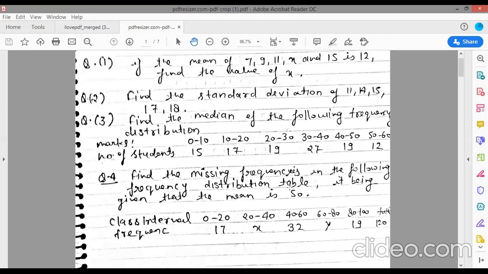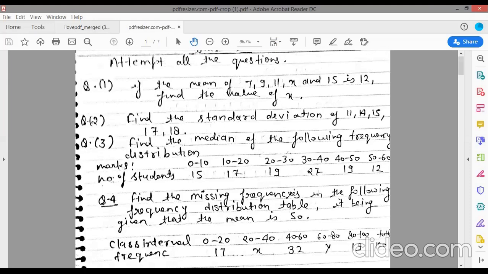As I told you, I will discuss a few examples related to mean, median, mode, and standard deviation. So these are the examples, and I will share more questions related to these topics. So first, let's see these questions. If the mean of 7, 9, 11, x and 15 is 12, find the value of x.